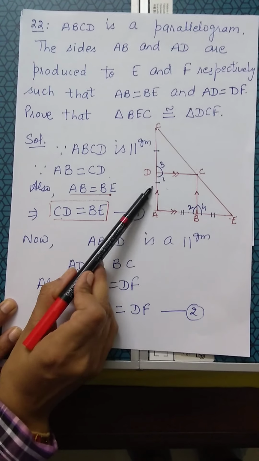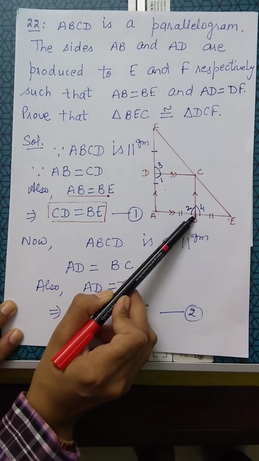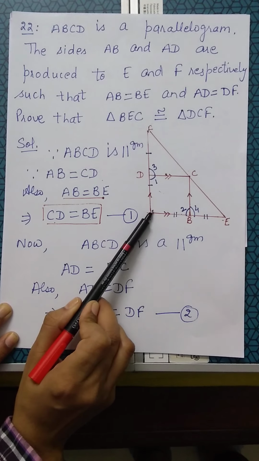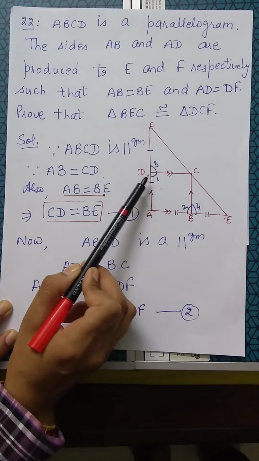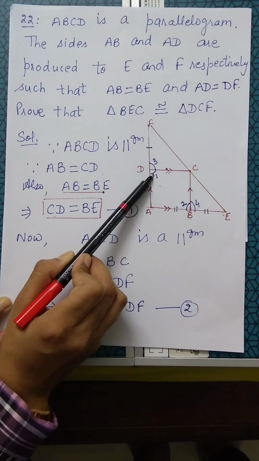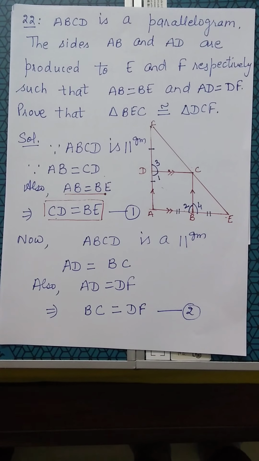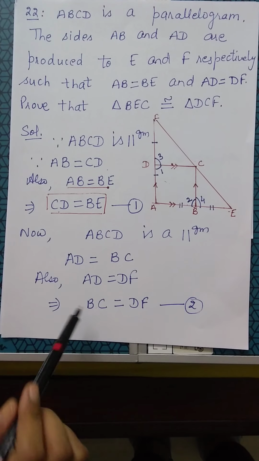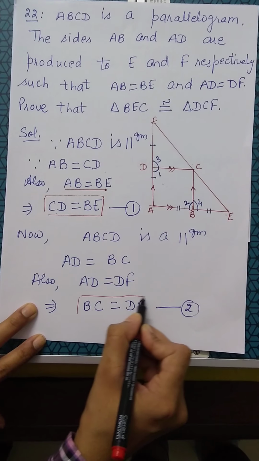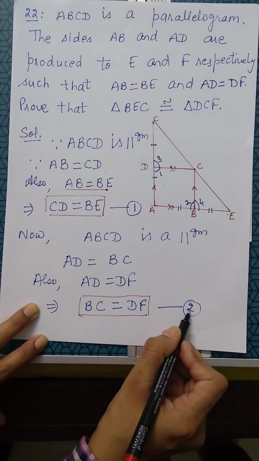Again, AD is equal to BC as opposite sides of the parallelogram. Also, AD is equal to DF. This is given. So again, from these two equations we conclude BC is equal to DF, and I will name it as equation number 2.